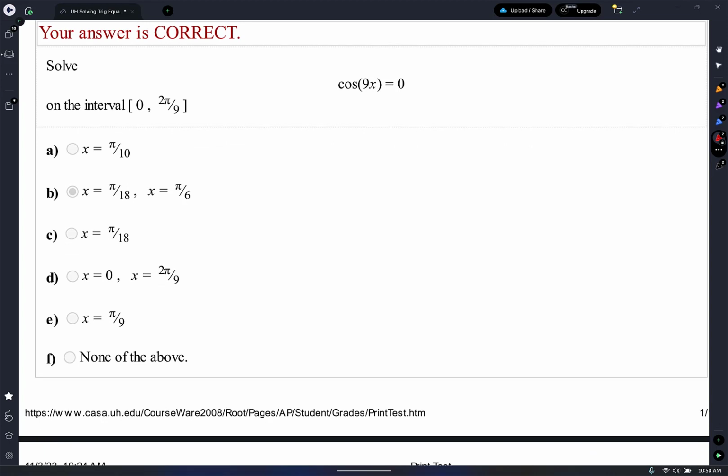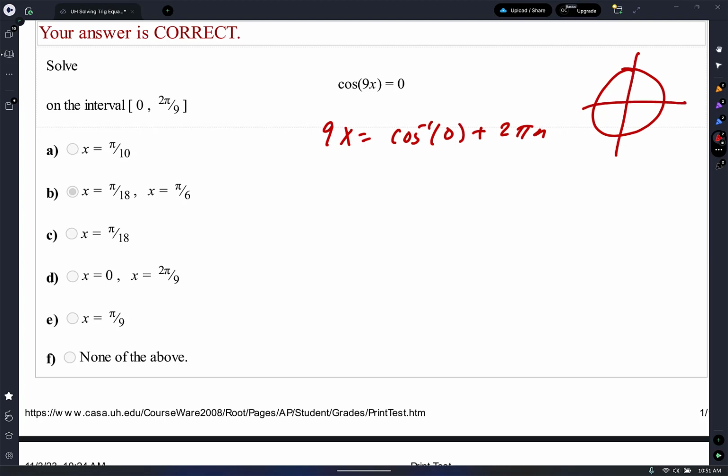Cosine 9x equals 0. What's my first move? Yeah, inverse. 9x equals arc cosine of 0 plus 2 pi n. If you're in the habit of putting plus minus, that's fine. Go ahead and do that. Arc cosine of 0 on the unit circle. Cosine is 0 in 2 locations, so that's how I know that I'm going to have 2 equations. Cool or not cool?